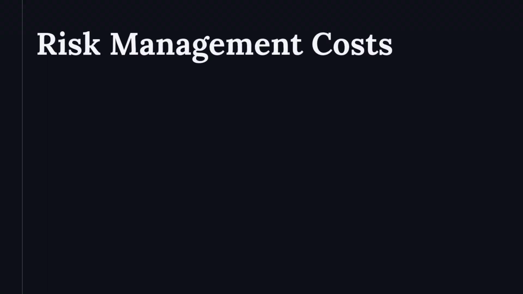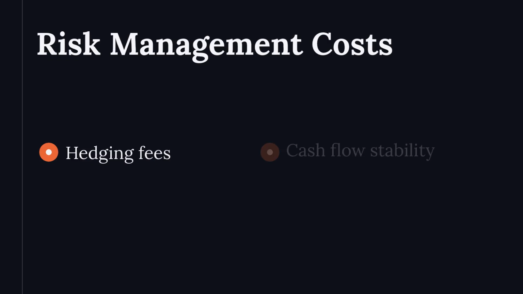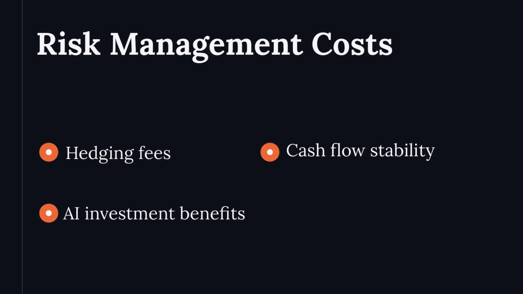Risk management techniques have associated costs and benefits. Hedging contracts may involve fees, but they stabilize cash flow. AI systems require investment but improve decision-making. Businesses must weigh operational complexity against benefits. Effective risk management enhances shareholder value.